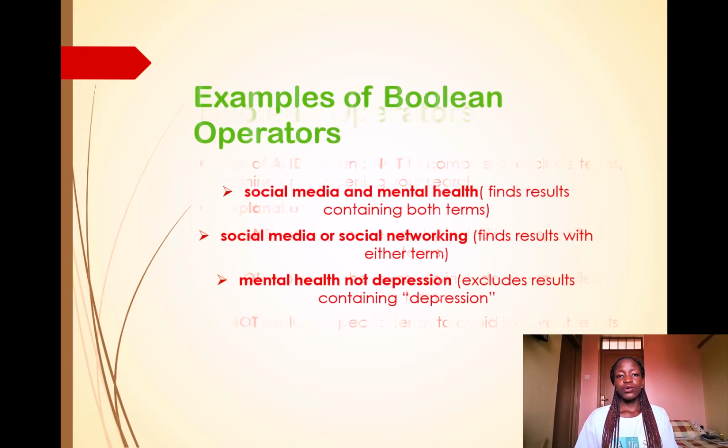Take an example. Social media AND mental health. It finds results containing both of these items. Social media OR social networking. It finds results with either. It can either find for us social media, or it's going to find social networking. Mental health NOT depression. It's going to exclude depression because obviously you've included NOT in your research.